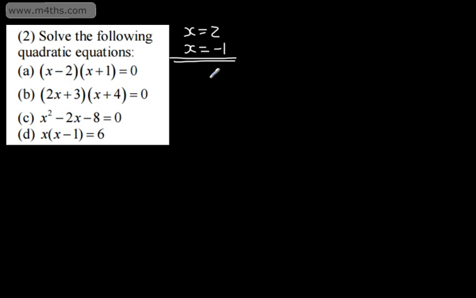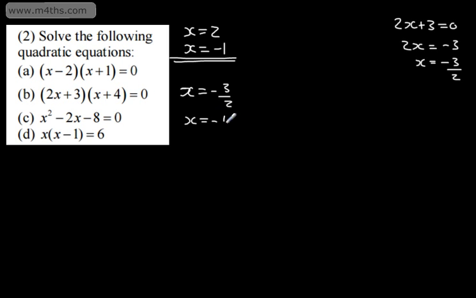Now with this one, I'm just going to do this one first. If 2x plus 3 is equal to 0, 2x would be equal to negative 3 by subtracting 3 from both sides, and x would be equal to negative 3 over 2 by dividing both sides by 2. So we'd have now x is equal to negative 3 over 2. If x plus 4 is equal to 0, then x would be equal to negative 4.